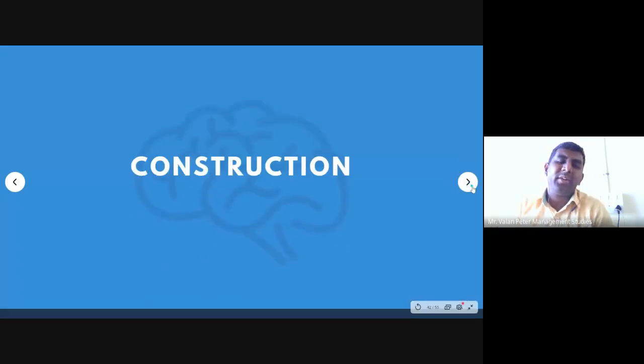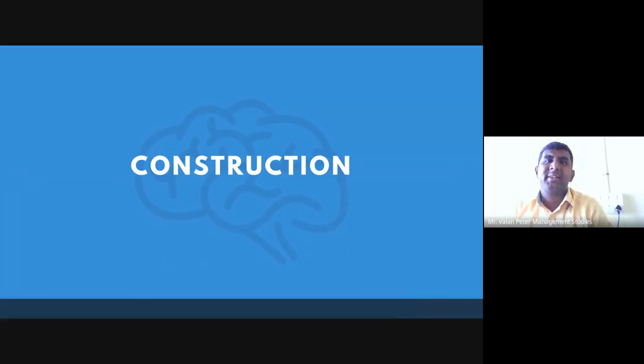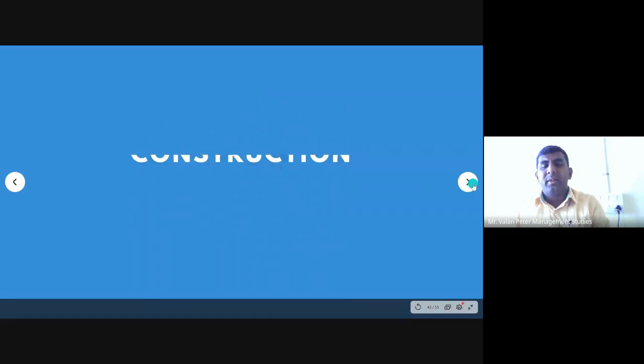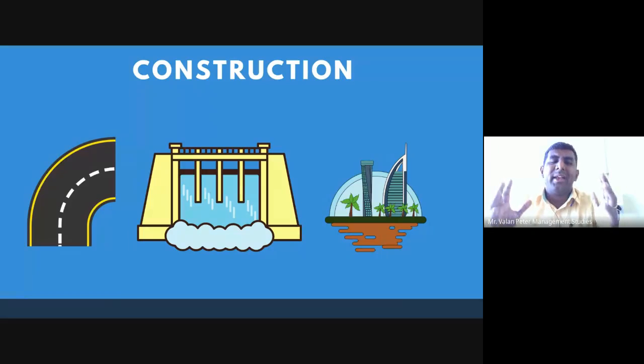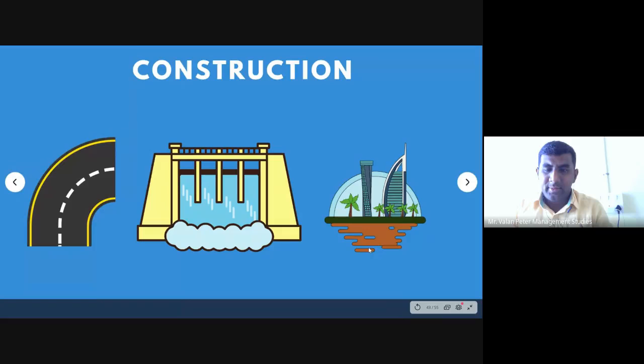And then we talked about construction. The construction industry is a very huge industry with a very big potential and a very big job market as well. It mainly focuses on infrastructure development. All our roads, dams, and tall buildings are built and maintained by construction industries. So far we have seen industry activities under business classification. Are there any doubts in this?